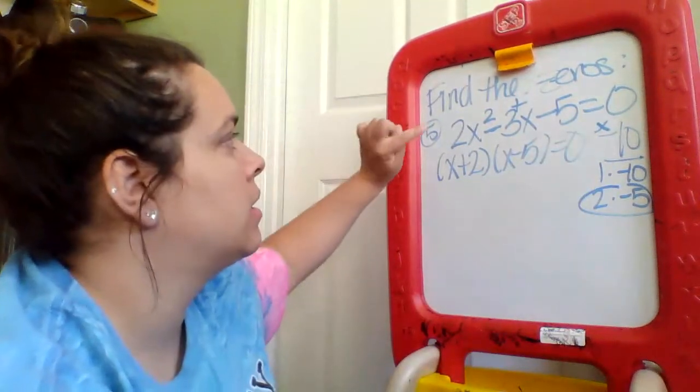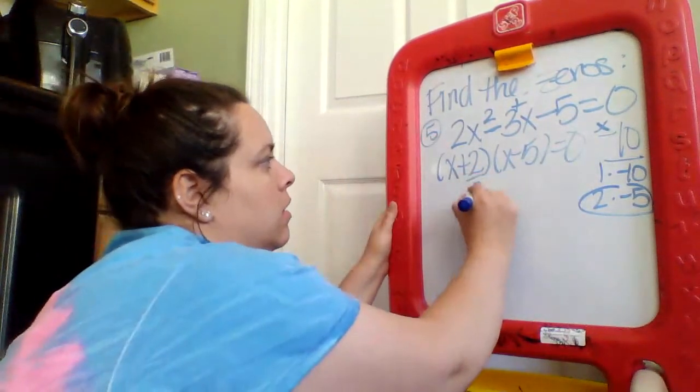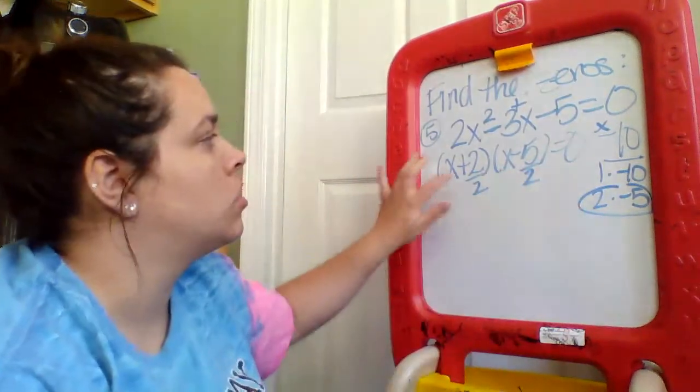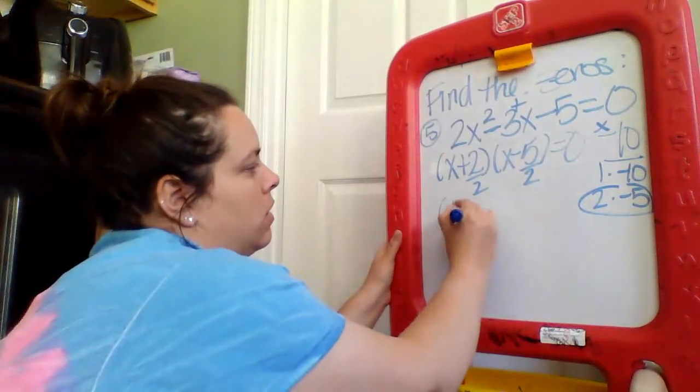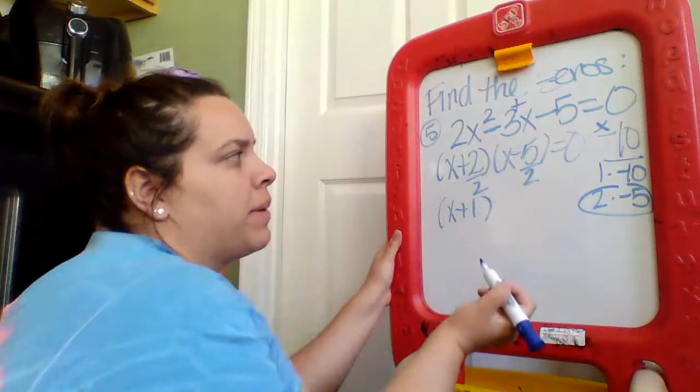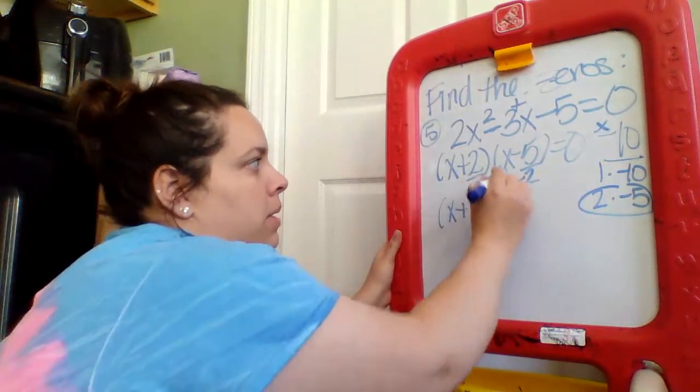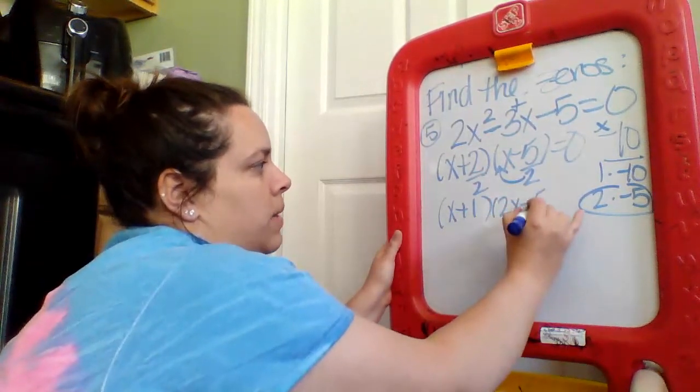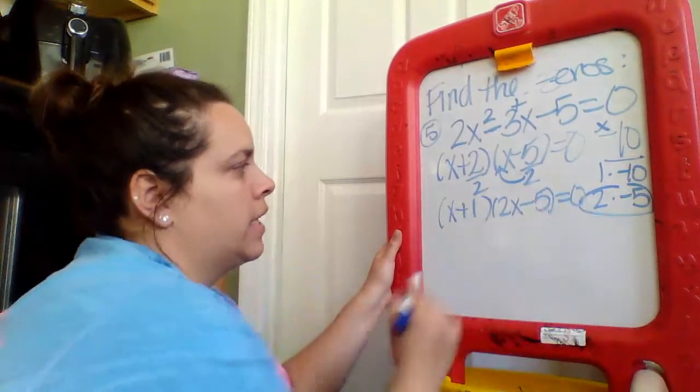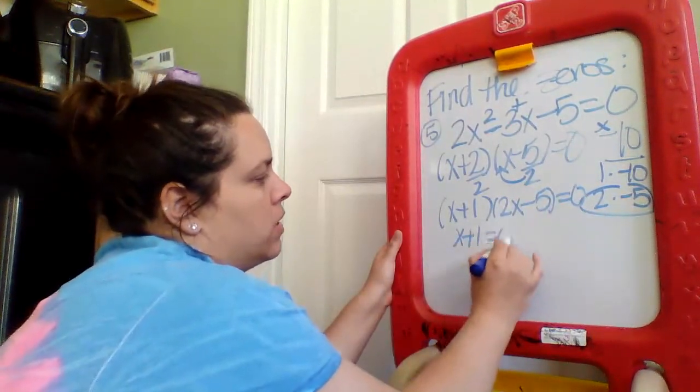And then divide by A. So 2 divided by 2, that's 1. Negative 5 divided by 2 doesn't reduce, so I'm going to bottoms up that 2. So that's x plus 1 and 2x minus 5 equals 0. And then set each of those equal to 0 and solve.